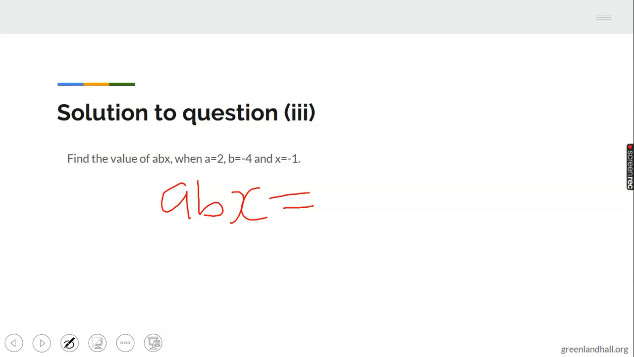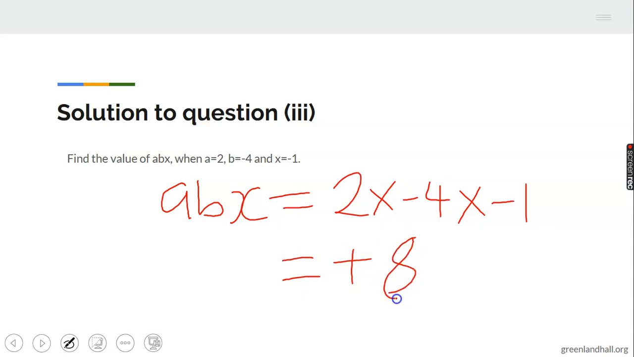Okay, now let's have it on the screen. We have ABX. When A equals 2, B equals minus 4, and X equals minus 1, you just multiply. 2 multiplied by minus 4 will give you what? Minus 8. Then multiply by minus 1 will give you what? Plus 8, because minus times minus will give you plus.